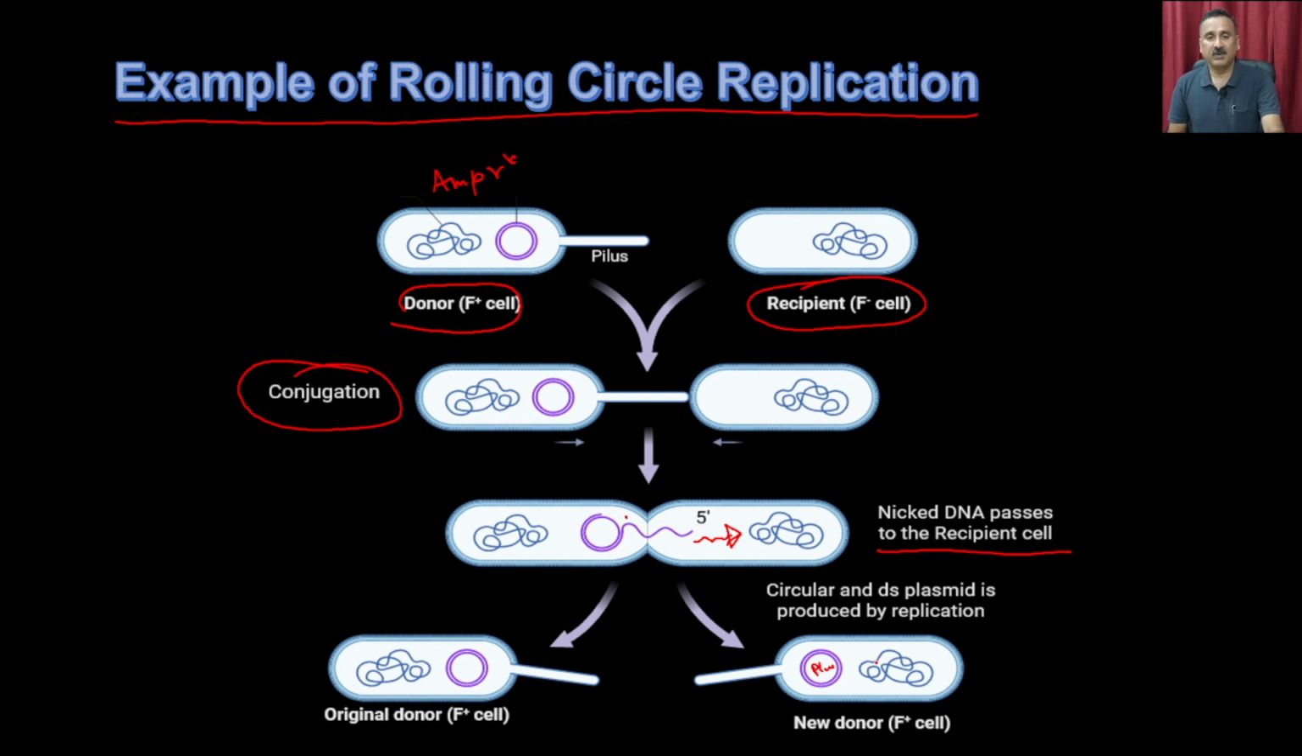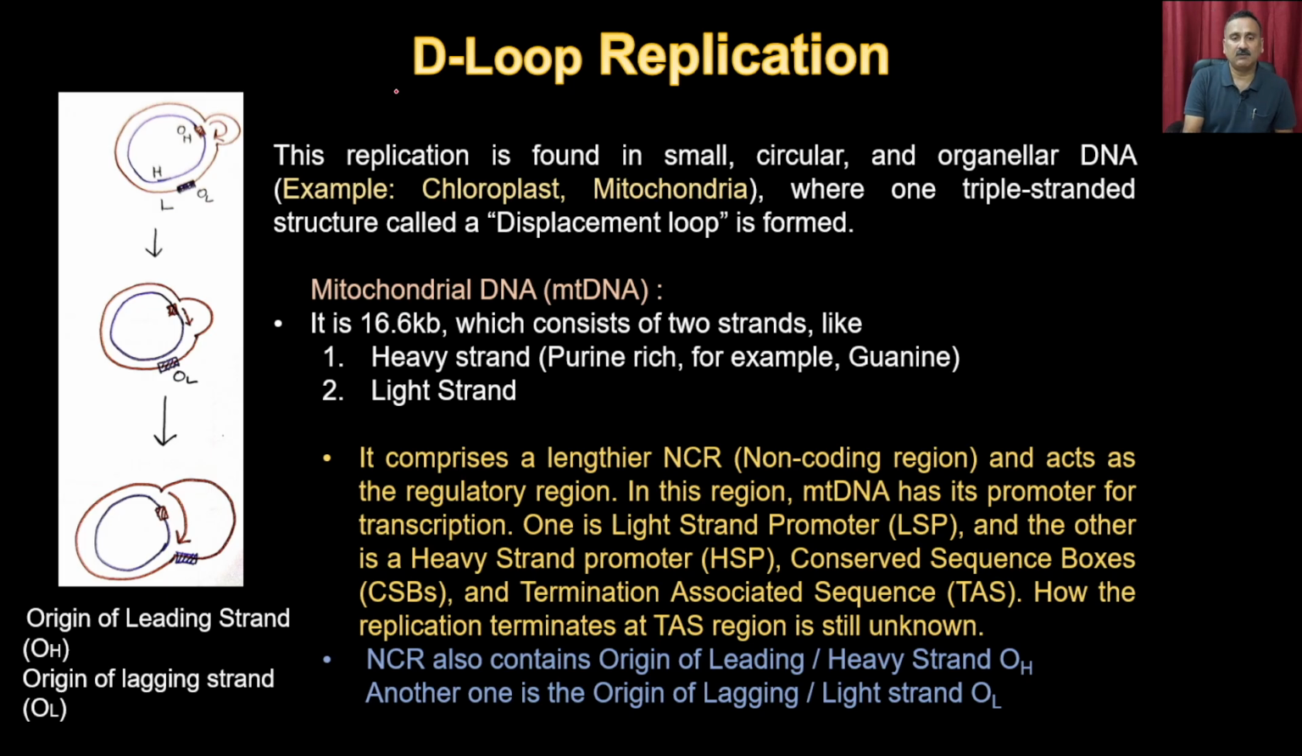So apart from the rolling circle model, you are going to have another kind of replication mode that is called D-loop formation or D-loop replication. This replication is found in the small circular and organellar DNA. For example, it is present in the chloroplast and mitochondria. Remember that the chloroplast and mitochondria, although they are present within the eukaryotic cell, are not eukaryotic in origin. They are prokaryotic in origin. So they follow many of the features present in the bacterial cell. For example, they have circular DNA, they have their own DNA.